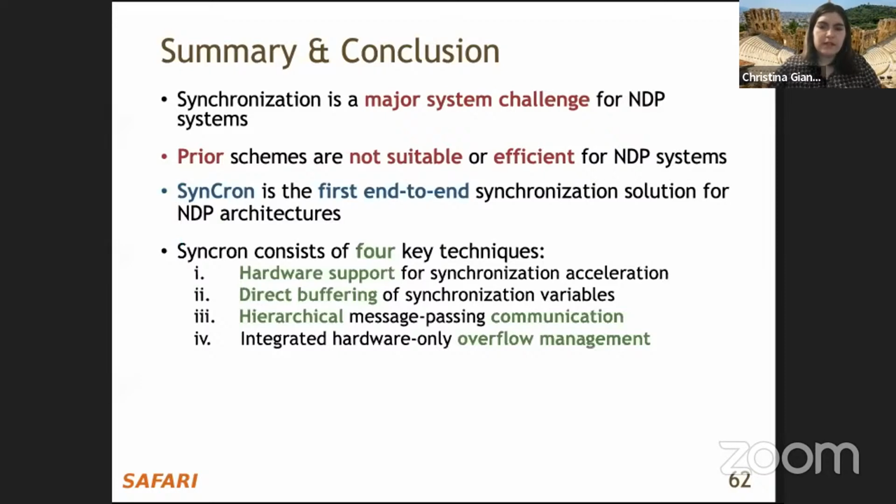SynCron consists of 4 key techniques: hardware support for synchronization acceleration to avoid the need for complex cache coherence protocols and expensive atomic operations, direct buffering of synchronization variables to avoid using main memory for synchronization and minimize the latency overheads, hierarchical message passing communication to minimize the expensive network traffic across the NDP units of the system, and a design which is aware of the non-uniformity of the underlying hardware platform. And finally, an integrated hardware-only overflow management scheme to avoid costly fallback solutions in overflow scenarios and provide high programming ease.